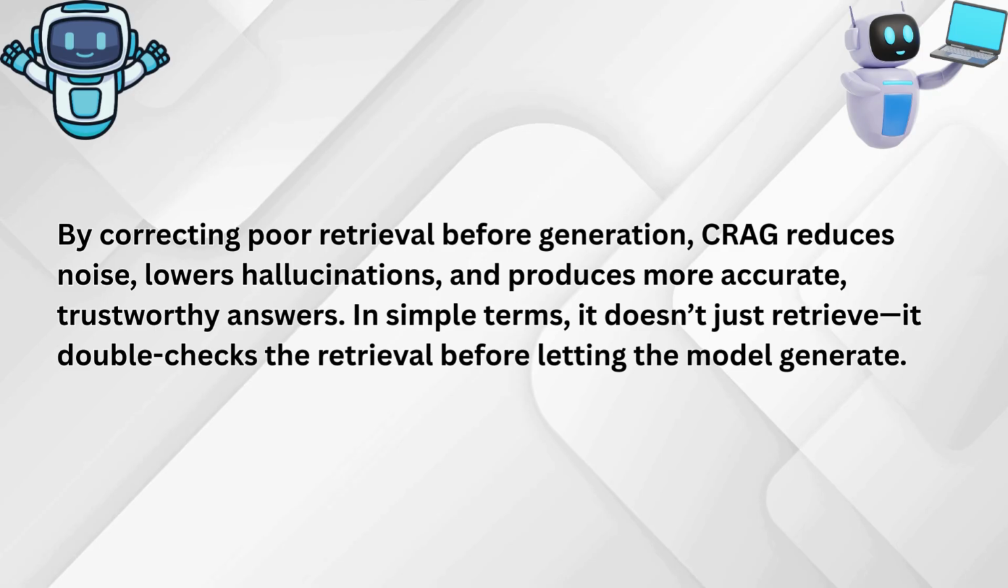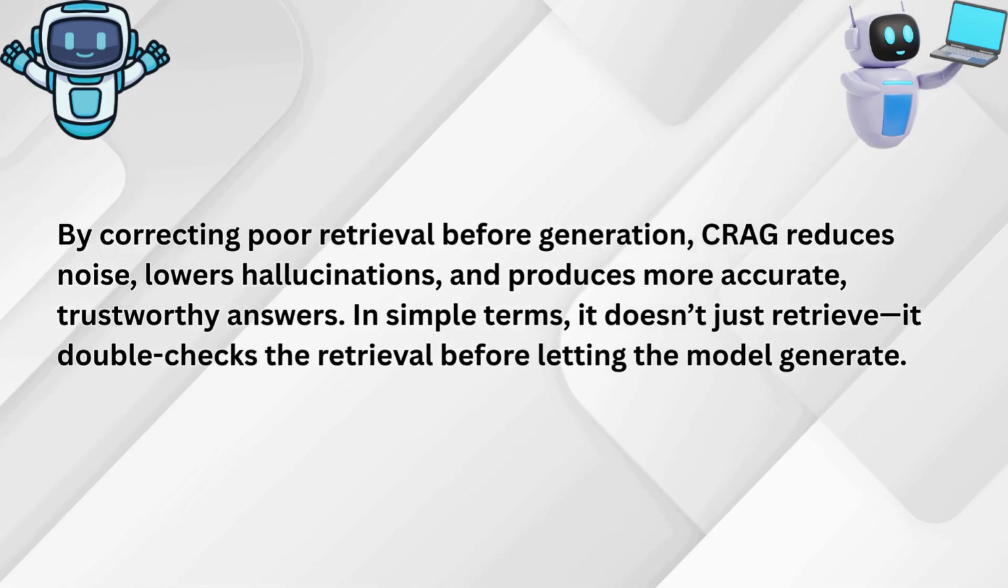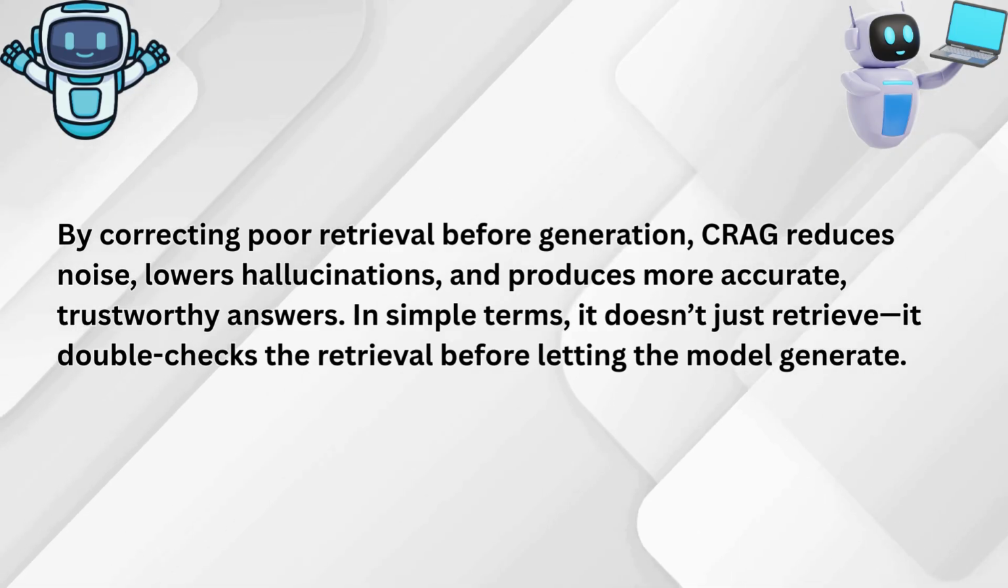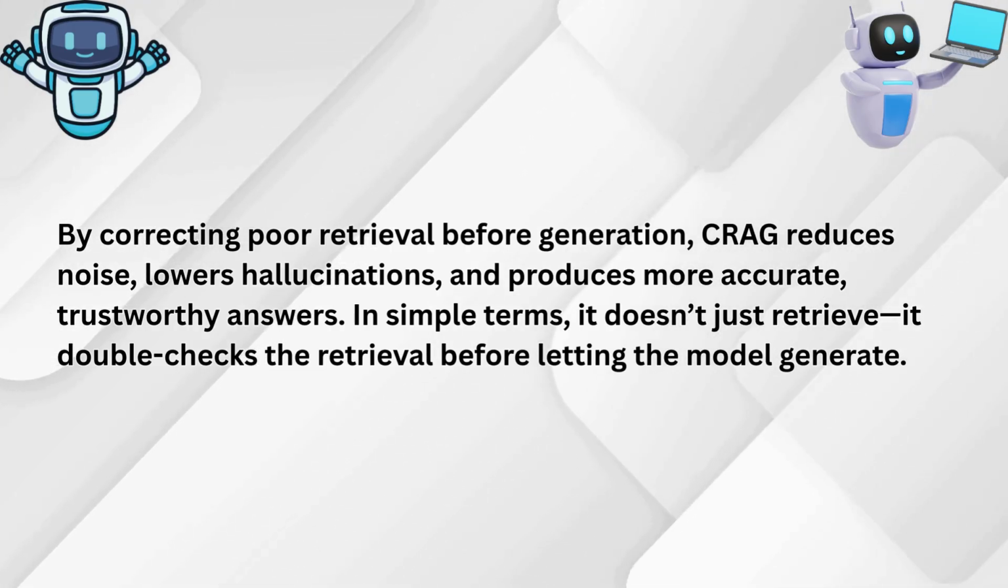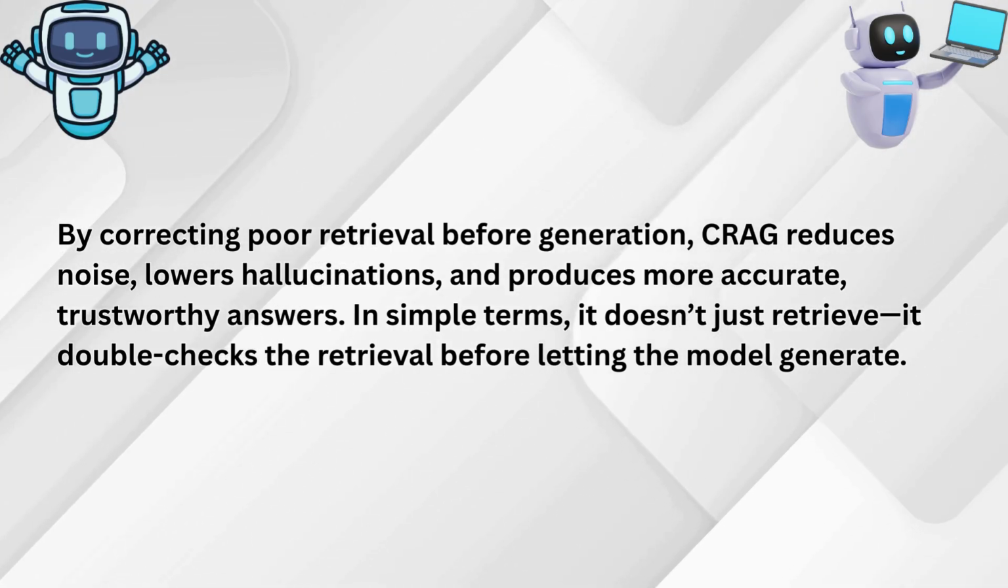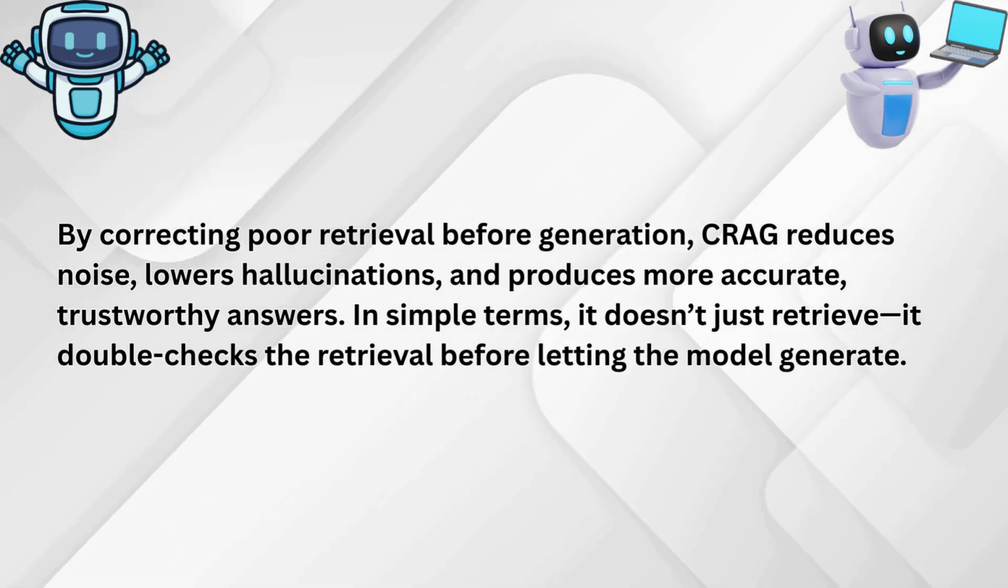By correcting poor retrieval before generation, CRAG reduces noise, lowers hallucinations, and produces more accurate, trustworthy answers. In simple terms, it doesn't just retrieve, it double-checks the retrieval before letting the model generate.